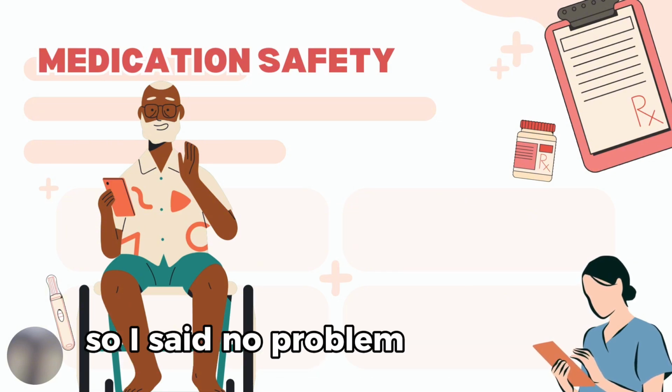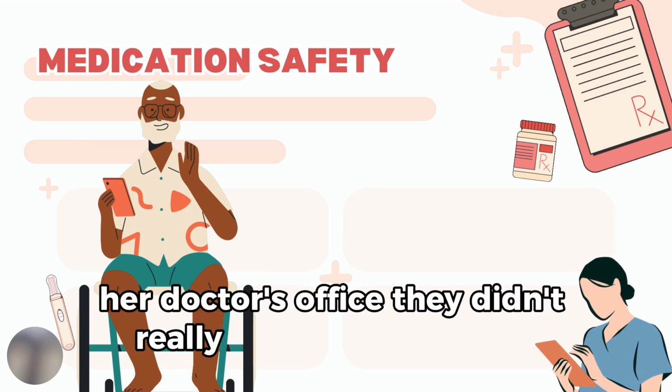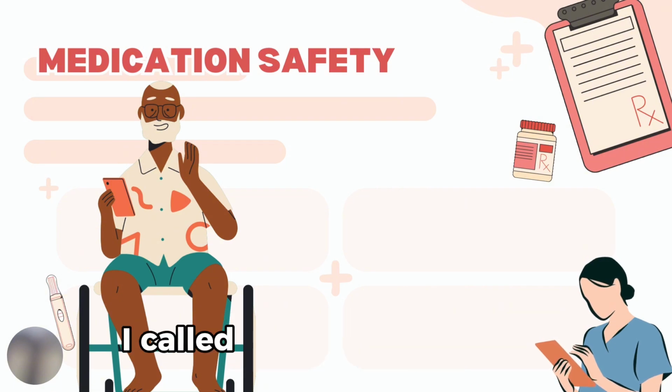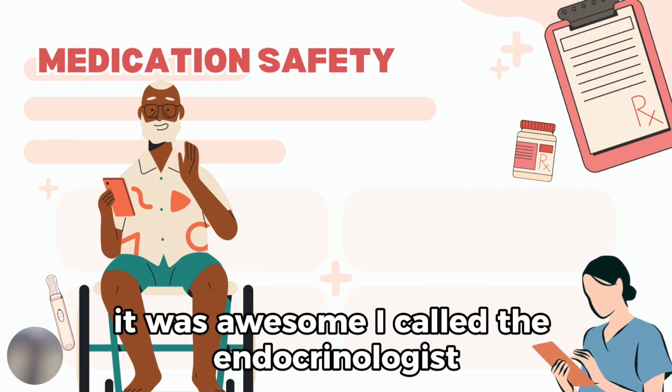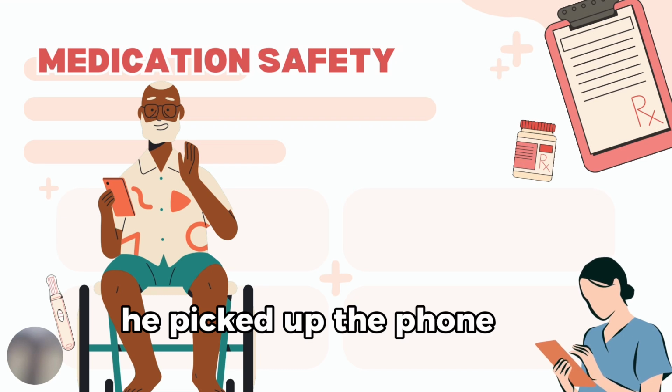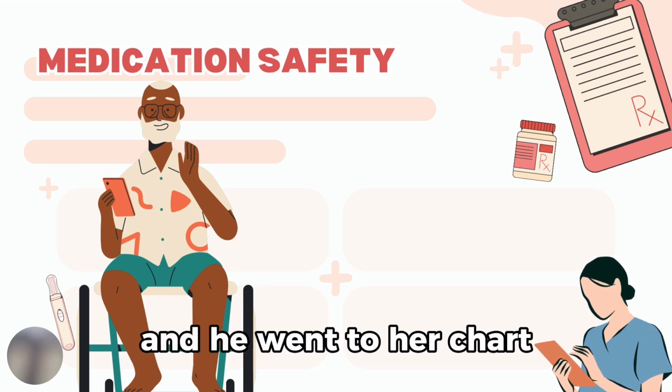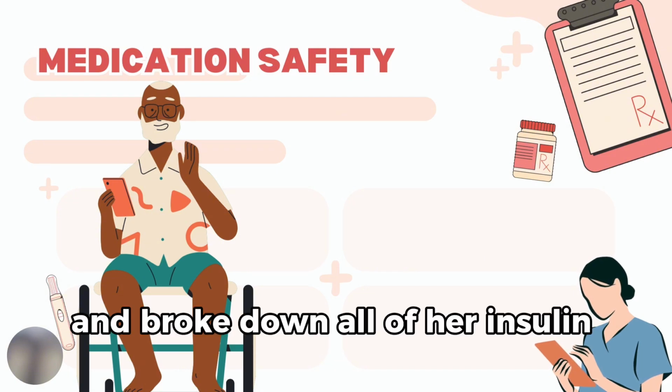So I said, no problem. I called her doctor's office. They didn't really give me that much information, so I found out she has an endocrinologist. I called the endocrinologist. It was awesome. He picked up the phone. He actually knew the patient, and he went to her chart and broke down all of her insulin regimen for me.